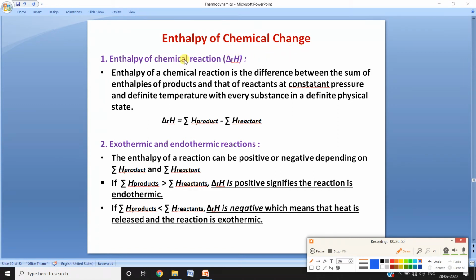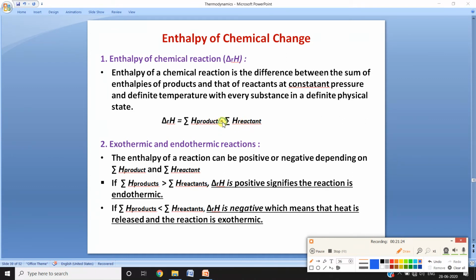Now the first one is enthalpy of chemical reaction. Actually, the enthalpy of chemical reaction is the difference between the sum of enthalpies of products and that of reactants. How to define the enthalpy of chemical reaction?